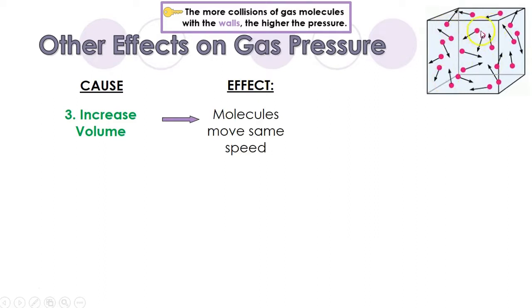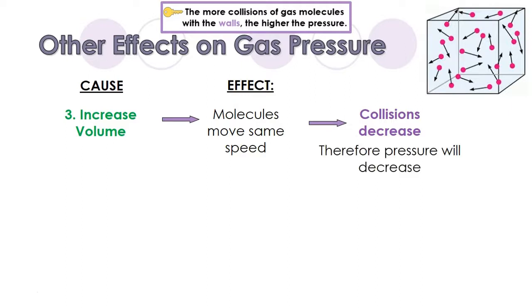So what's going to happen is these particles, since they're moving independent from each other, are still going to move at the same speed. But because the container is bigger, you have a bigger space, there's going to be less collisions within the container. And because we have less collisions, therefore the pressure will also decrease.